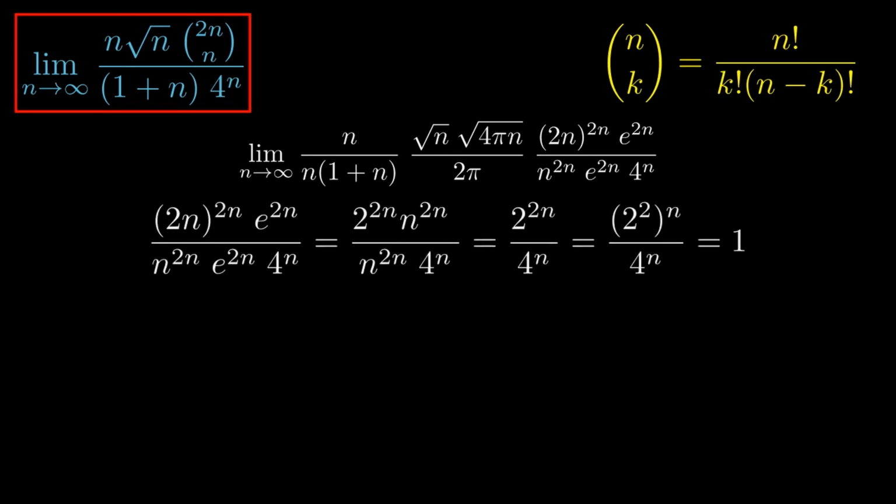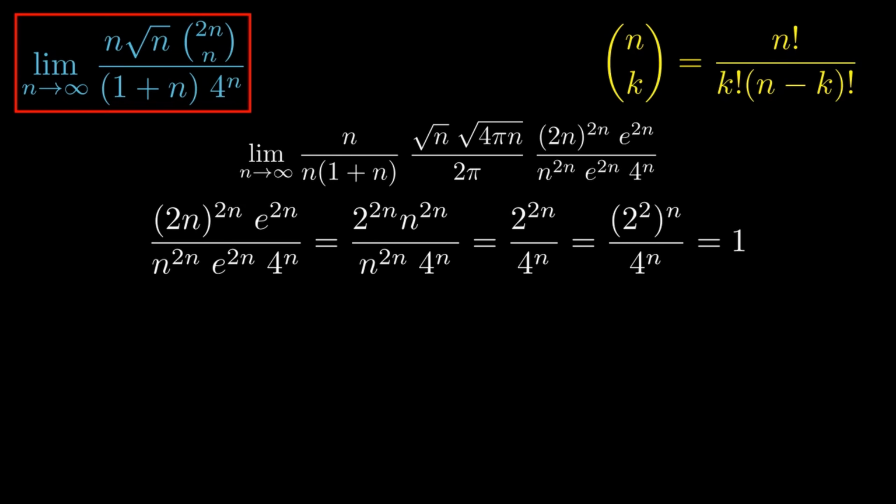Now, cancelling the e raised to 2n with the e raised to 2n in the denominator is straightforward. If we distribute the 2n to the 2 and the n, we have 2 raised to 2n times n raised to 2n divided by n raised to 2n multiplied by 4 to the n. We can cancel these n raised to 2n with each other, so we're left with 2 raised to 2n divided by 4 to the n. Now, notice that we can rewrite the numerator as 2 squared, all raised to n. 2 squared is just 4. So this is actually equal to the denominator, and we're just left with 1. So as you can see, this limit's really just a case of cancelling terms very carefully.